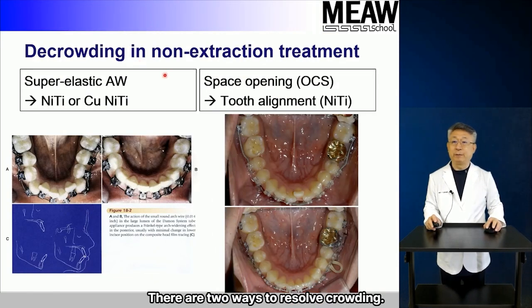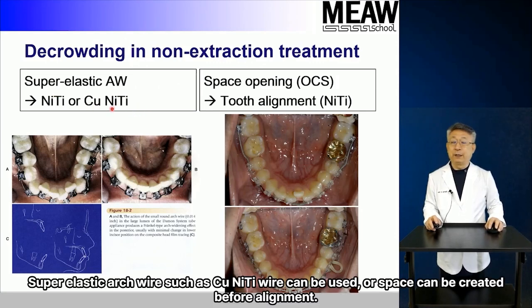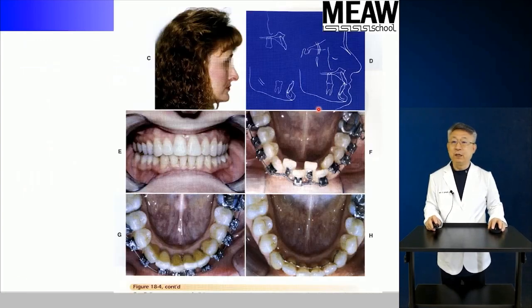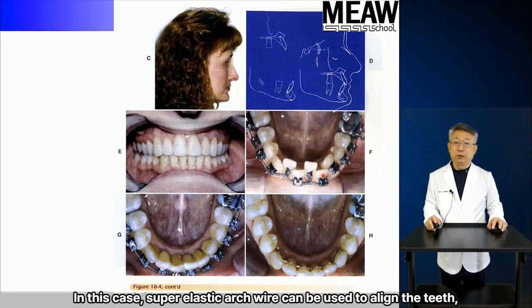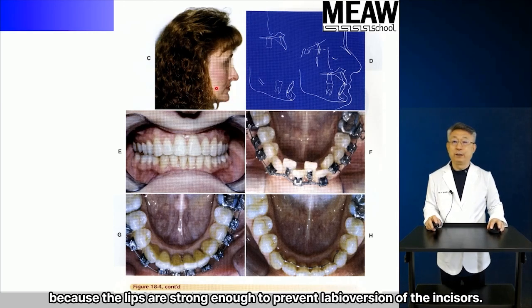There are 2 ways to resolve crowding. Superelastic arch wire such as Q-Nitai wire can be used, or space can be created before alignment. Many Caucasians have prominent noses and retruded lips. In this case, superelastic arch wire can be used to align the teeth, because the lips are strong enough to prevent labioversion of the incisors.